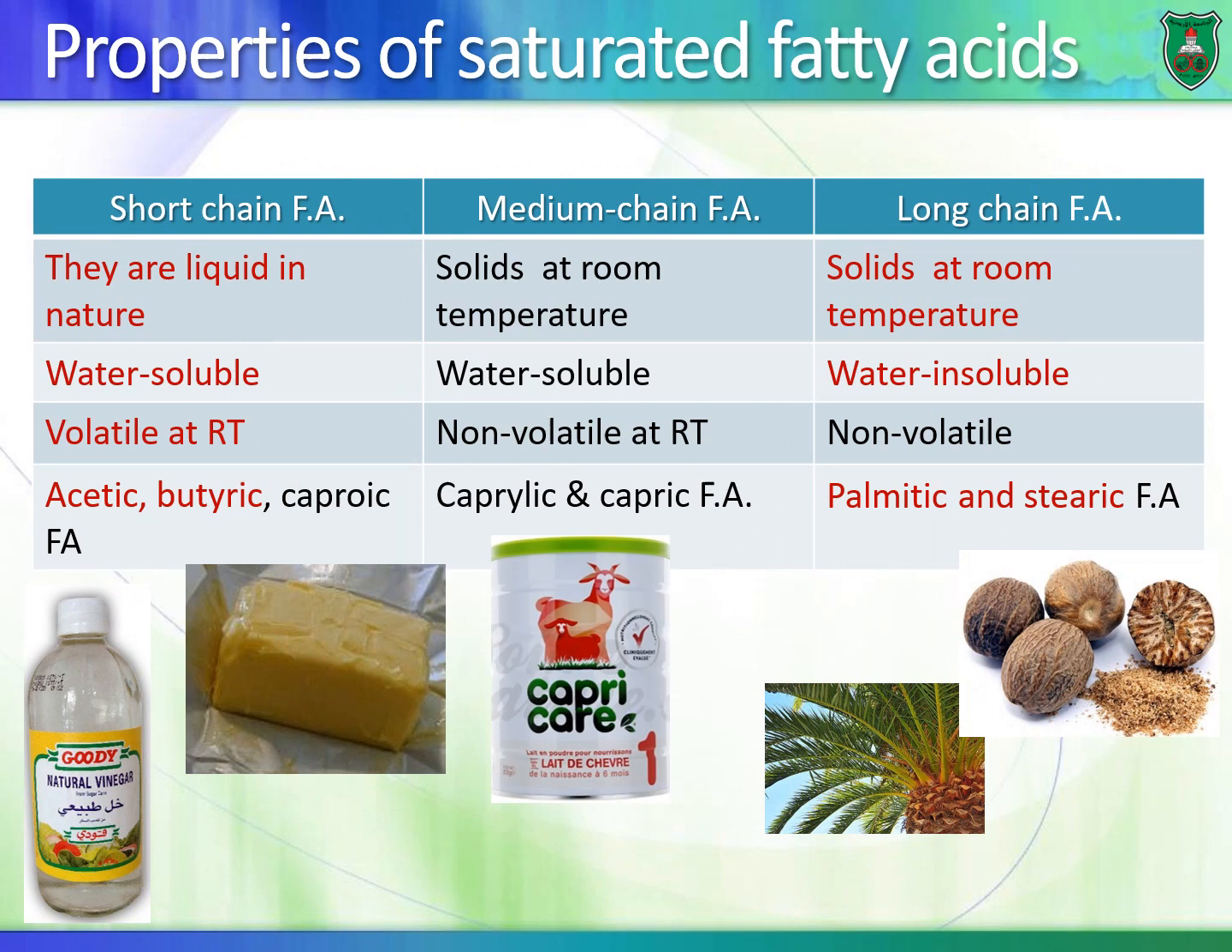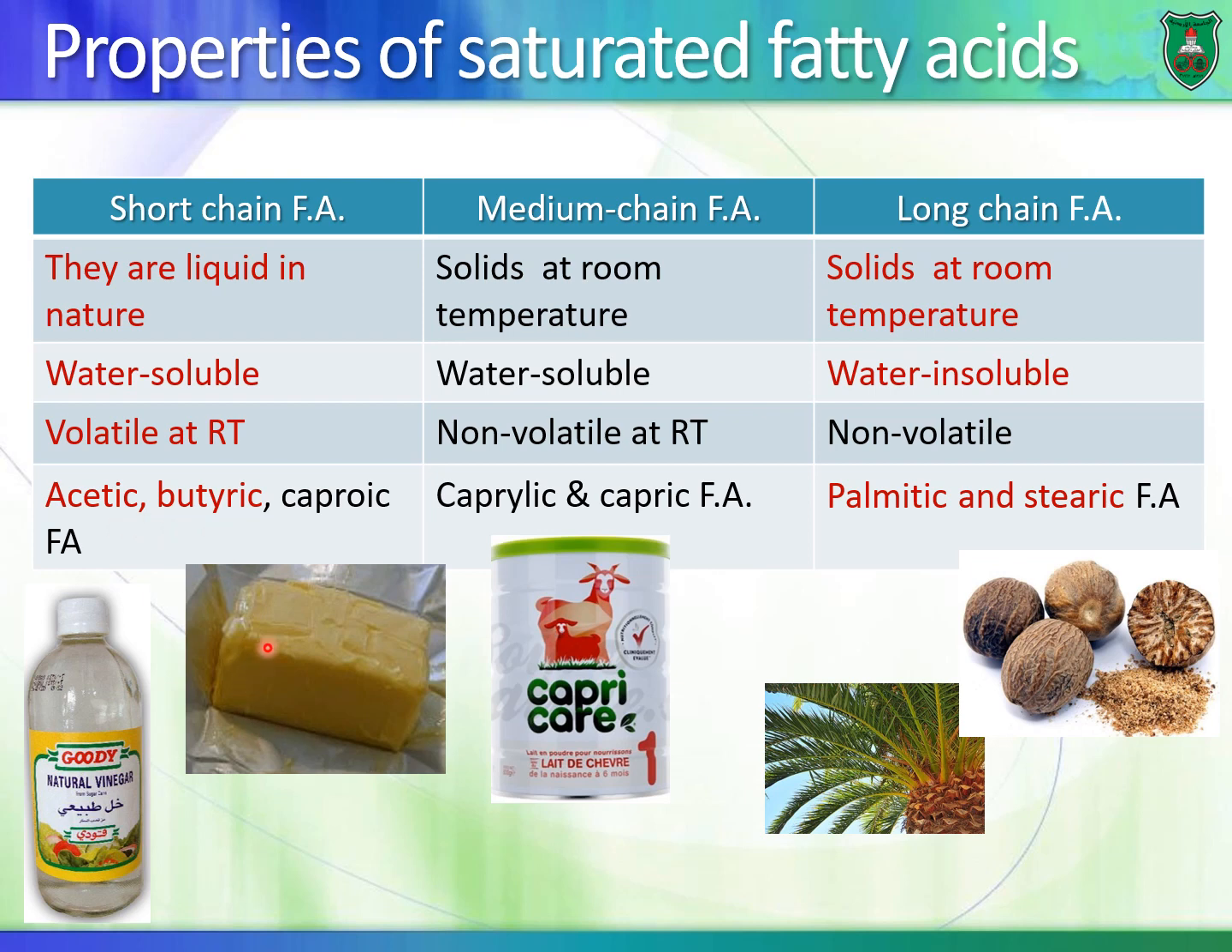So these are the different classes of saturated fatty acids, and these are their properties. So you have short chain fatty acids. They are liquid in nature. They are water soluble in general. And they're volatile, meaning they evaporate. Examples include acetic acid, vinegar. It's CH3, C double bond O, a carboxyl group. Butyric acid, which makes up butter.